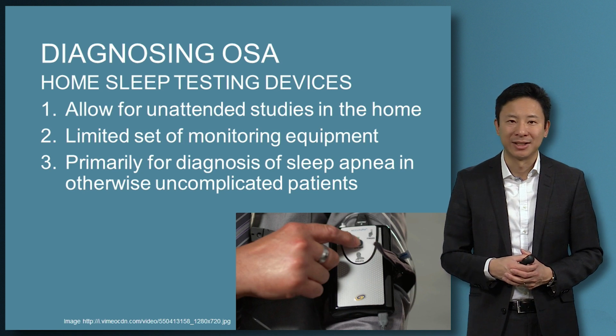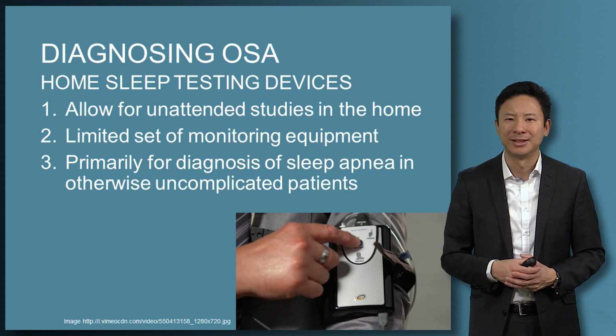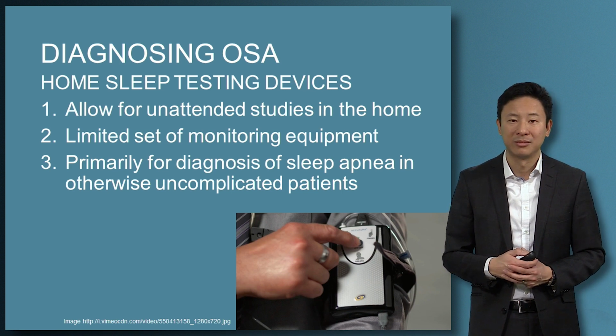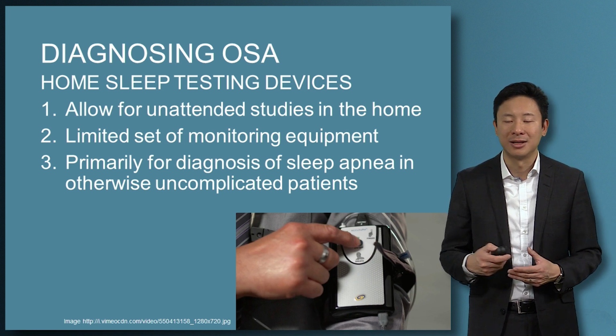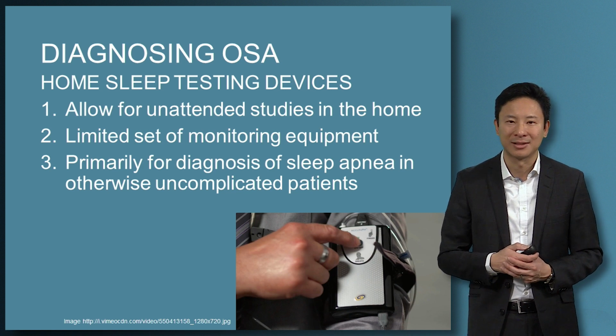What the home sleep testing devices do is allow for unattended studies in the home with a limited set of monitoring equipment. These sleep studies are typically geared primarily for the diagnosis of sleep apnea in patients who don't have a lot of comorbidities and are otherwise relatively uncomplicated. And in certain jurisdictions, this is the primary method of diagnosing obstructive sleep apnea. Whether home sleep testing is used often depends largely on the relative ease of access to the in-lab polysomnogram test.